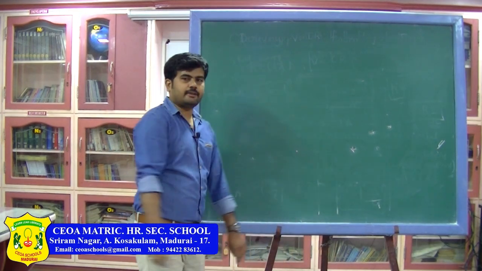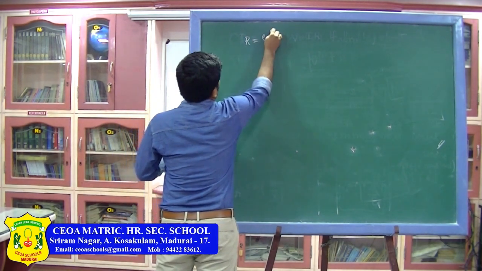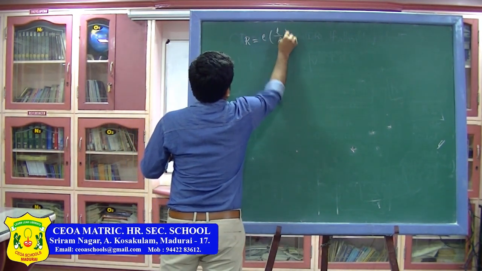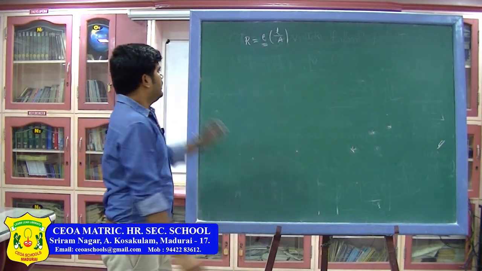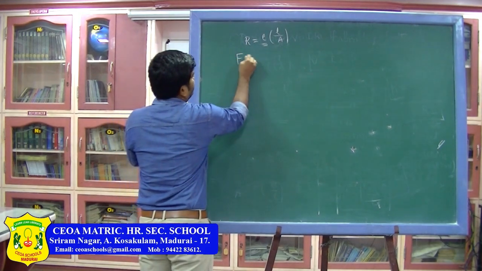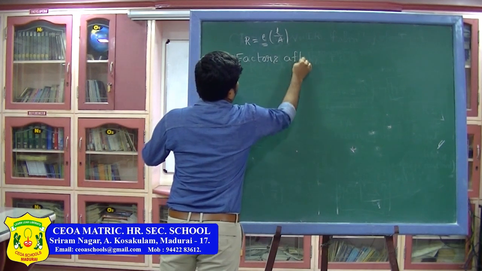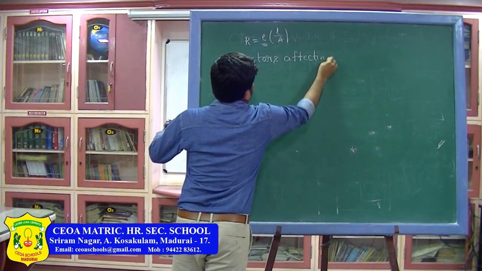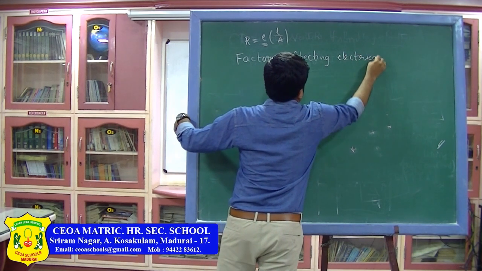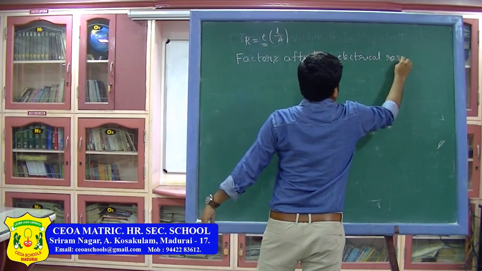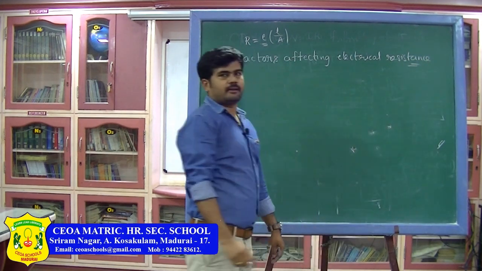Now, let us continue with the equation R equals rho L by A, where rho is the electrical resistivity of the material. Now, let us discuss the factors affecting electrical resistance. Very important concept, factors affecting electrical resistance.